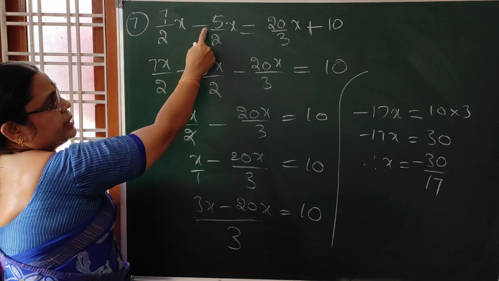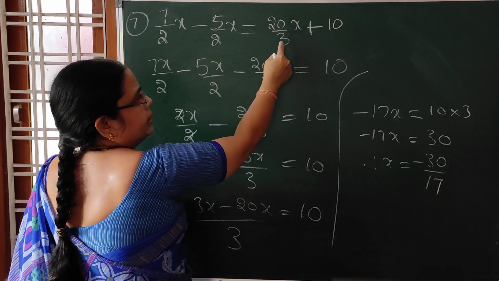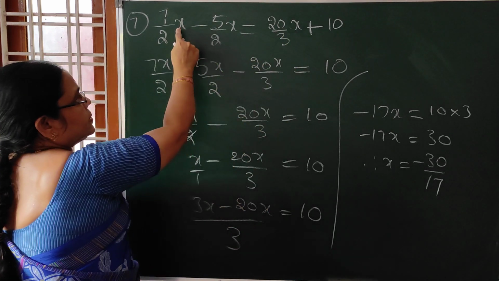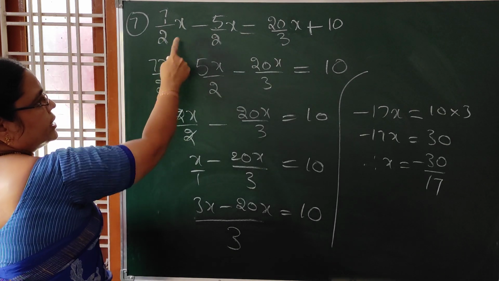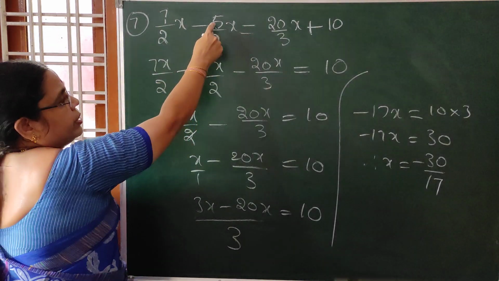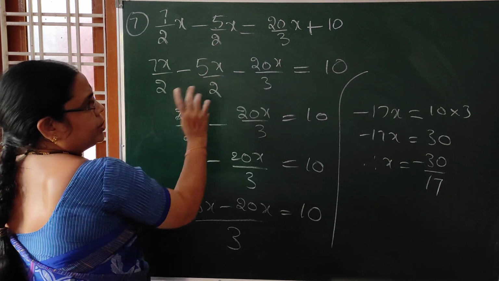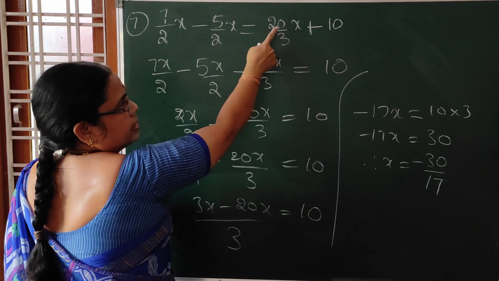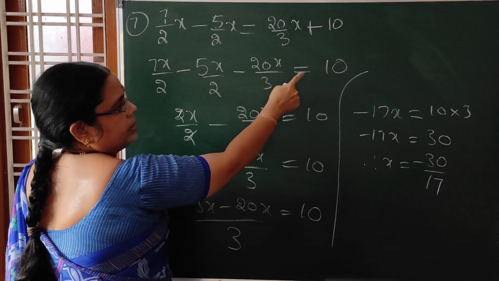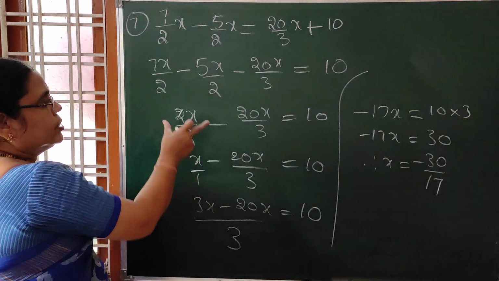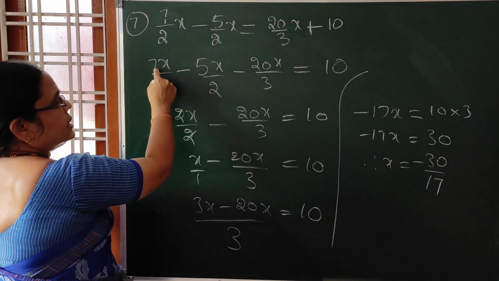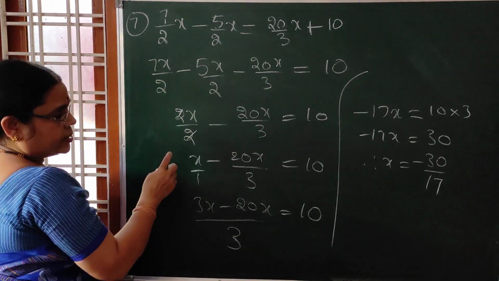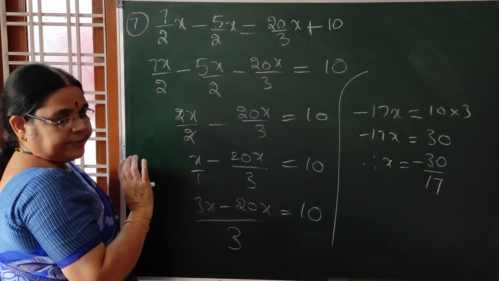7 by 2x minus 5 by 2x is equal to 20 by 3x plus 10. This is coming to the opposite side. 7 by 2 into x becomes 7x by 2. 5 by 2 into x, 5x by 2 minus, this plus becomes minus, 20x by 3 is equal to 10. These two are like numbers because of the same denominators. 7x minus 5x is 2x. 2 gets cancelled, x is left over.